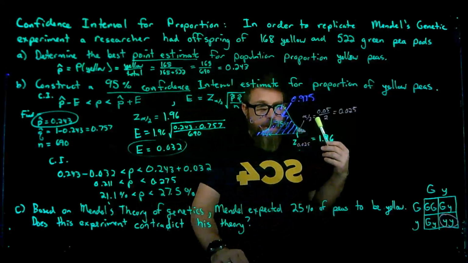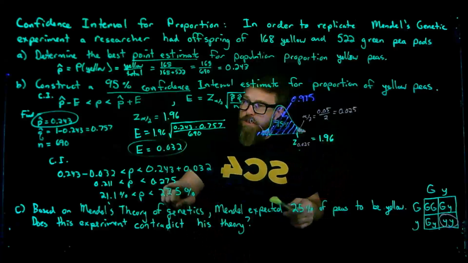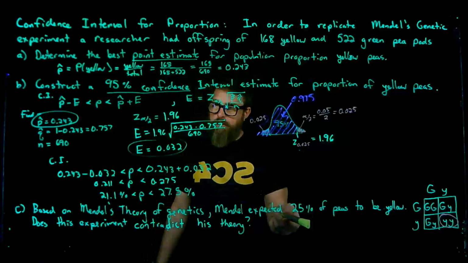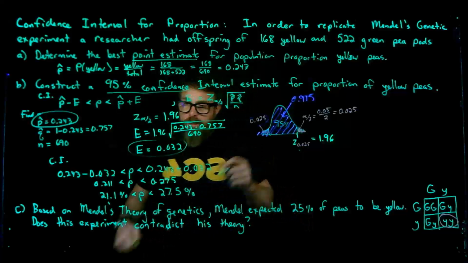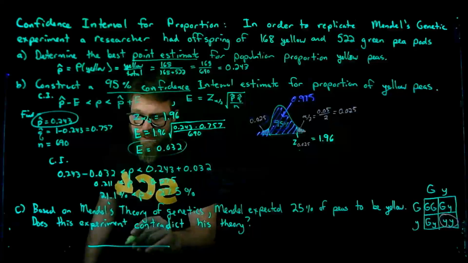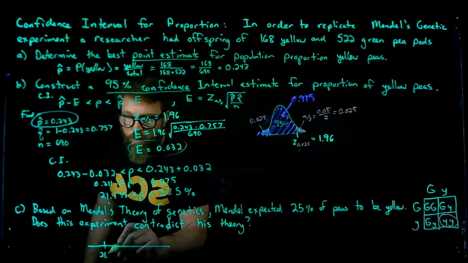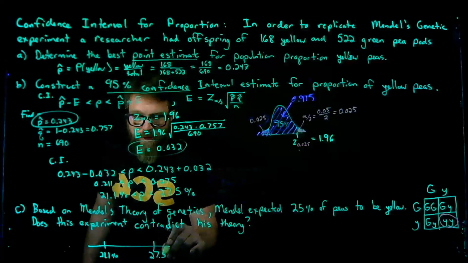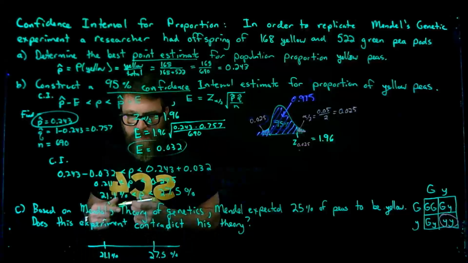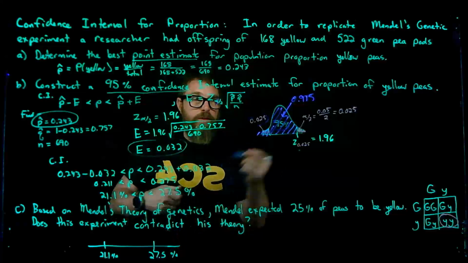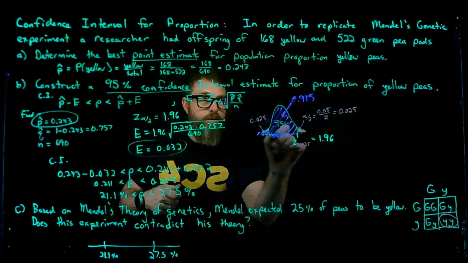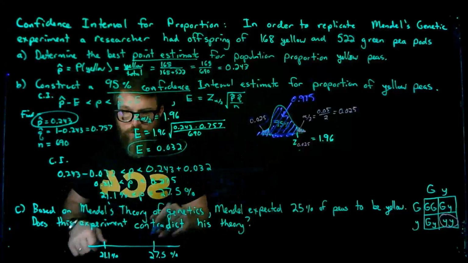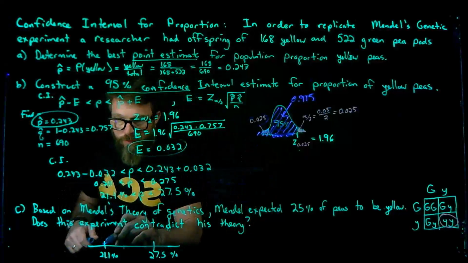And I want to know if this confidence interval really supports the claim that Mendel expected 25%. Well, if I draw this as an interval, we got 21.1% all the way to 27.5%. This interval right here is what we're looking at. This 1.96 and negative 1.96 is going to transfer to these probabilities. So we're going to get this interval right here.